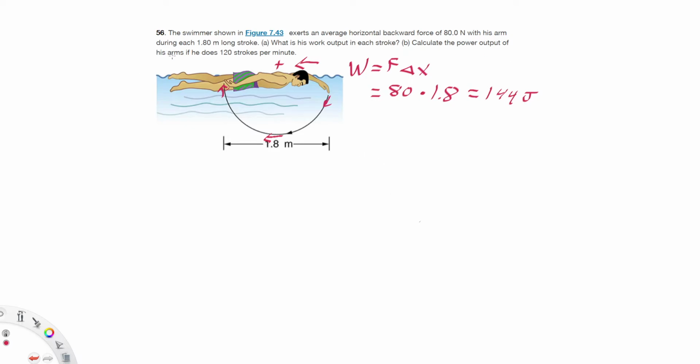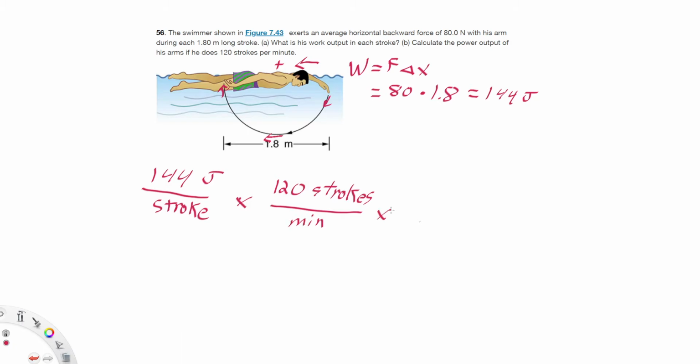Calculate the power output of his arms if he does 120 strokes per minute. So we have 144 joules per stroke, times 120 strokes per minute, times, say, 1 minute is 60 seconds.